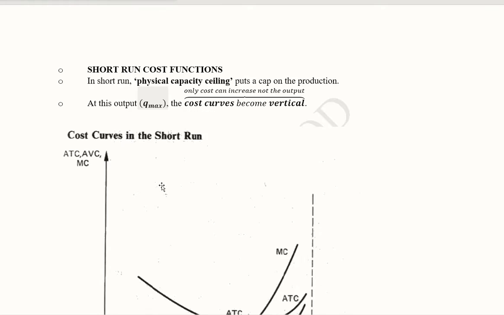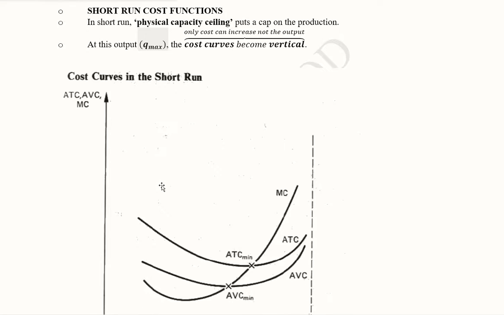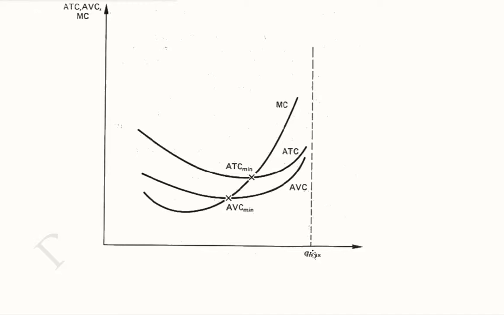So the short run cost functions are drawn in a way that they have a physical capacity ceiling, because in the short run definitely the output cannot be unlimited, and there is a certain limit on that. There is a cap on it. As you can see, this is the maximum level of output that the firm can produce in the short run. It cannot surpass this level. After this level, you can see this dotted line is showing that upper cap. After this level, the average and the other costs will become vertical. They will not exceed this level.